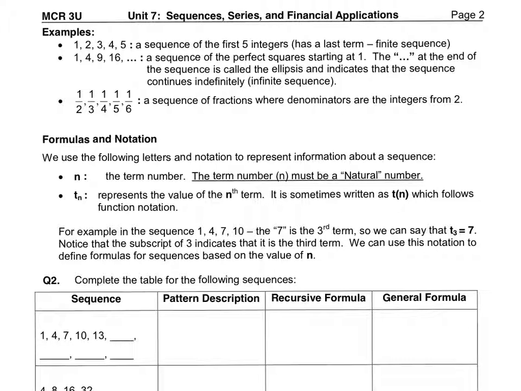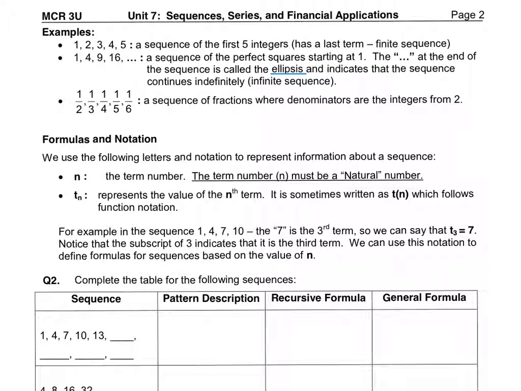The second one here is 1, 4, 9, 16. And if you recognize those numbers, those are perfect square numbers. So it's a sequence of the perfect squares starting at 1. And the dot, dot, dot at the end, that's what we call the ellipsis, which I've been talking about. It indicates that the sequence continues indefinitely, so it's an infinite sequence.